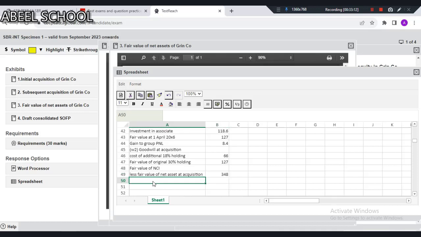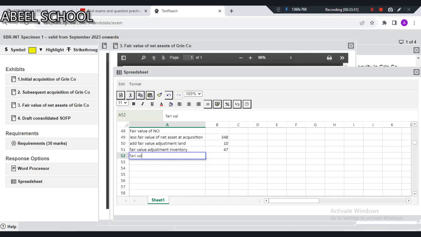Now there's a fair value adjustment in land, 10 million. Inventory was 47, so just add the fair value adjustment. Land, it is 10. Fair value adjustment was in inventory, finished goods, 47. That was 131 minus 84 if I'm not wrong. And the database fair value adjustment, that's 5.